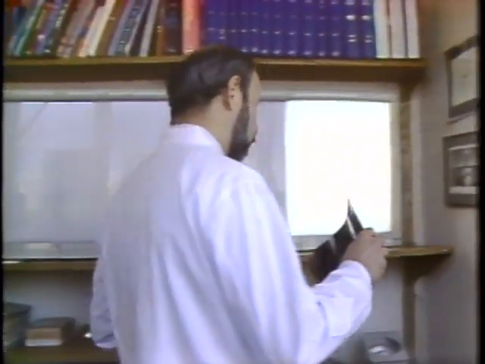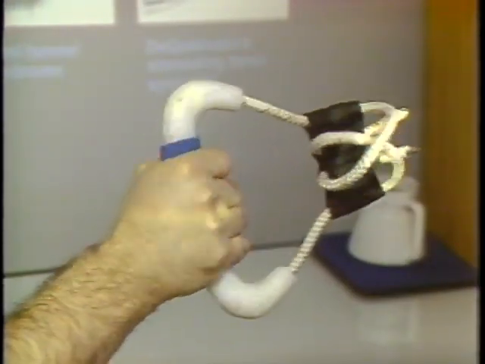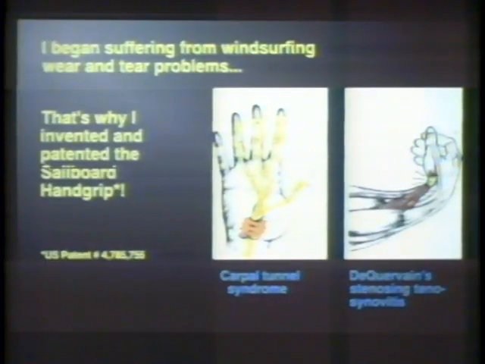In addition to being a surgeon, Dr. Markison is also an inventor. He's now marketing one of his inventions, a hand grip for windsurfers. And here, too, he turns to computer graphics and the Mirus film printer for making his presentations.